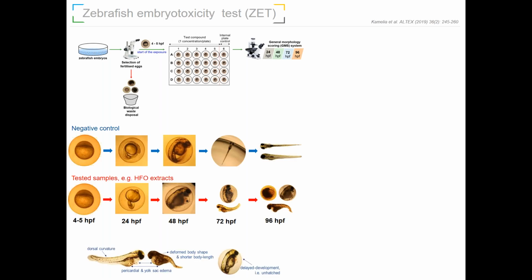Here's an example of how the developing zebrafish embryo looks over the exposure period. And here I compare the negative control with one of the test samples, the HFO extracts. At 24 HPF, I'm not sure if the video works, I hope so, you can see that the exposed zebrafish embryo has less frequent movement compared to the negative control. And at 48 and 72 HPF, you see that there was pericardial edema formation. The hatching was also obstructed at 72 HPF. Some of them survived, but some of them also died at 96 HPF.